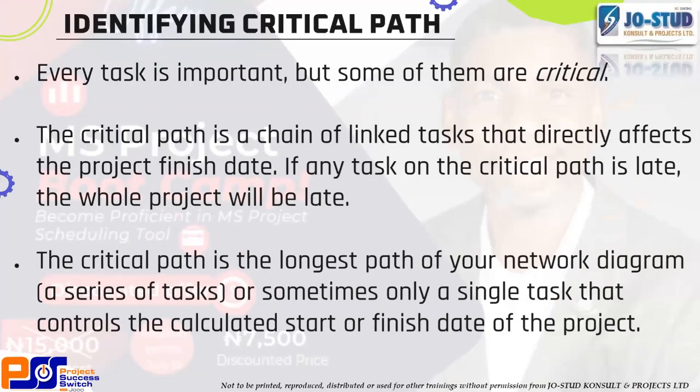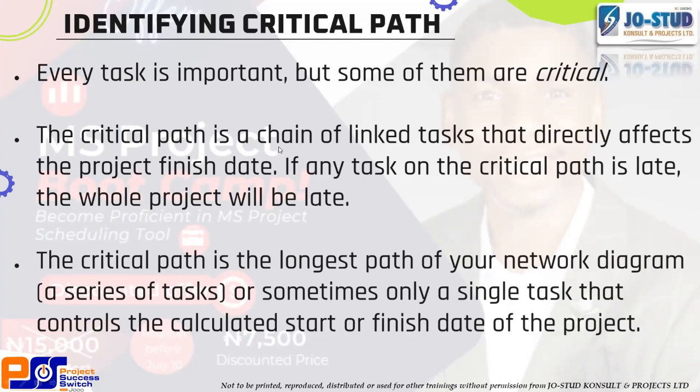Now, let's look at identifying your critical path. Every task on any project is important, right? But some are critical. The ones that are critical are the ones on what we call the critical path. The critical path is a chain of linked activities. The activities on your critical path usually are linked. I'm going to show us an example today, shortly. They are linked and they affect the finish date of the project.